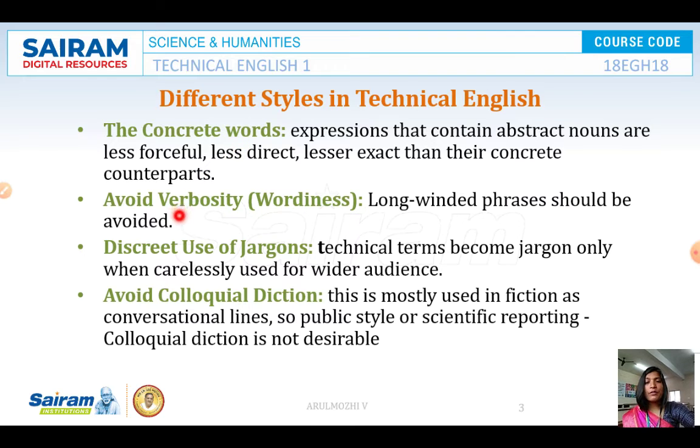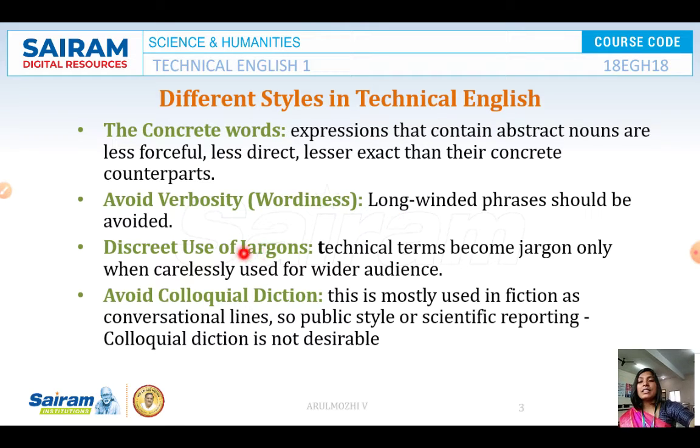Next one is avoid verbosity, wordiness. Unnecessary and bombastic language should be avoided. Nobody is here to appreciate your verbosity. Everybody wants to learn something or be educated by you. So avoid verbosity in order to make the message very clear without any hindrance or barrier. Long-winded phrases should be avoided in your technical communication.